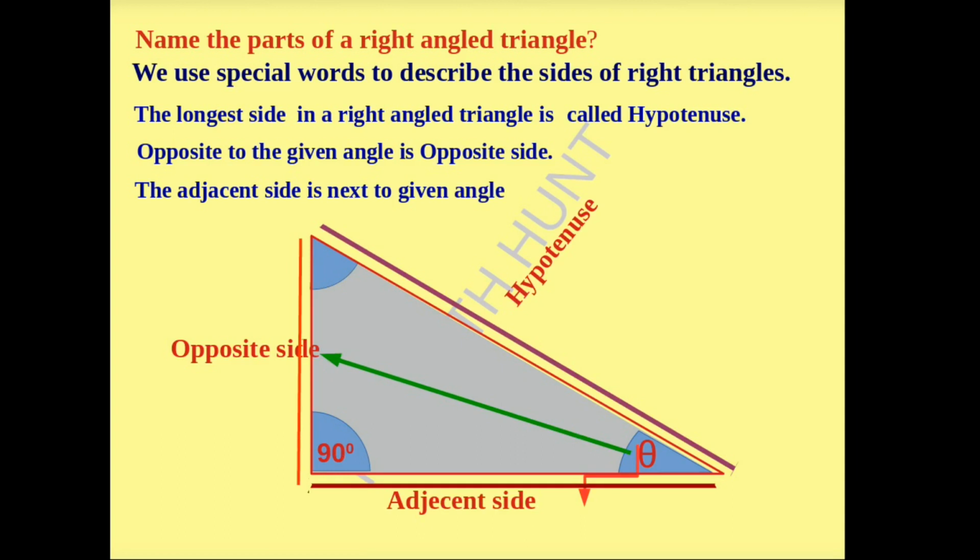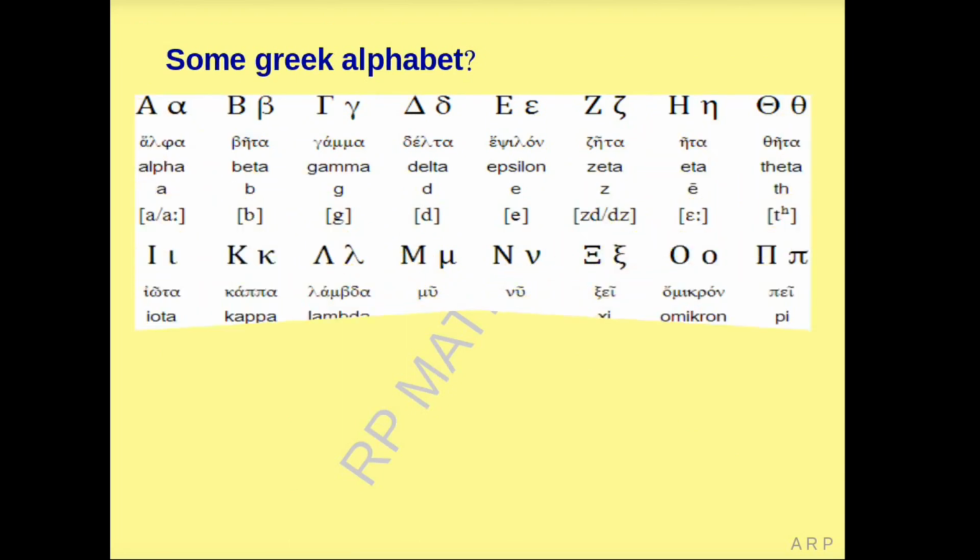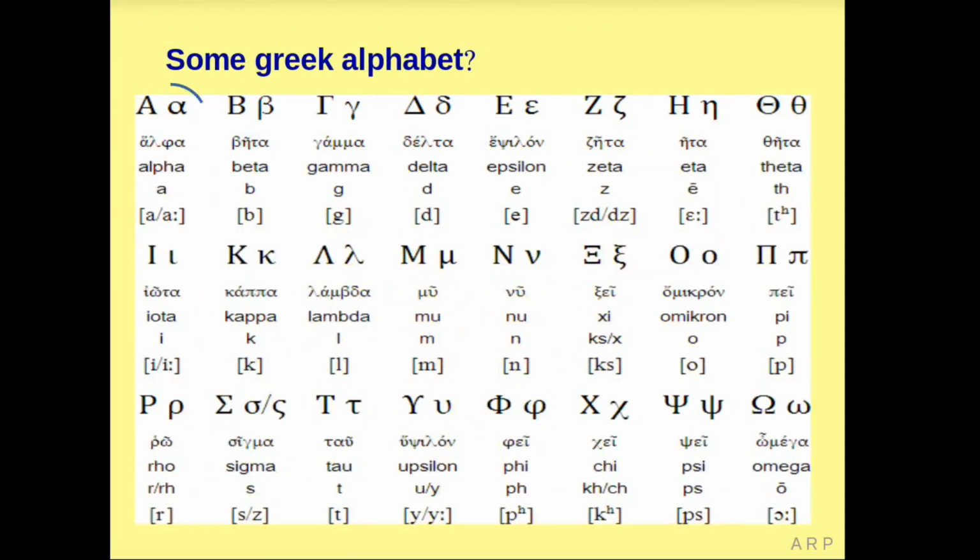Now some Greek alphabet. My dear children, observe on the screen. In this topic we use alpha, beta, gamma, theta, pi.